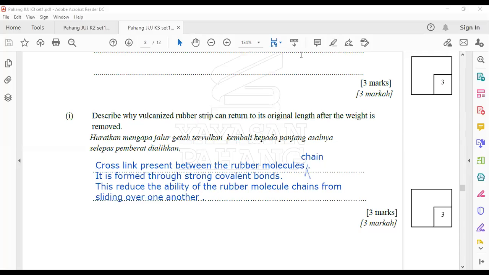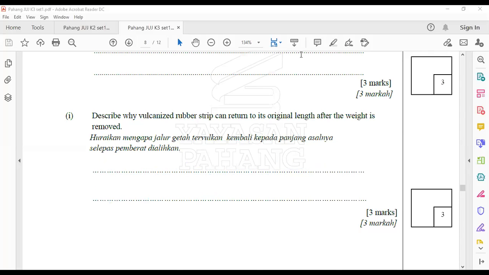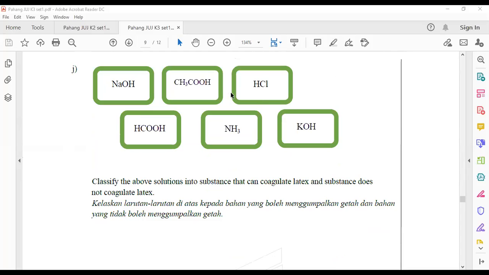Okay, now next part. We are now going to move on to our next question, which is part J. Given to you are some solutions, and you are now going to classify into substance that can coagulate latex and substance that does not coagulate latex. I repeat, when you are doing this type of question, you must have your table. Okay, let's say this is the table for your classification. You can put your title left and right, or you can put your title top and bottom. It is okay.